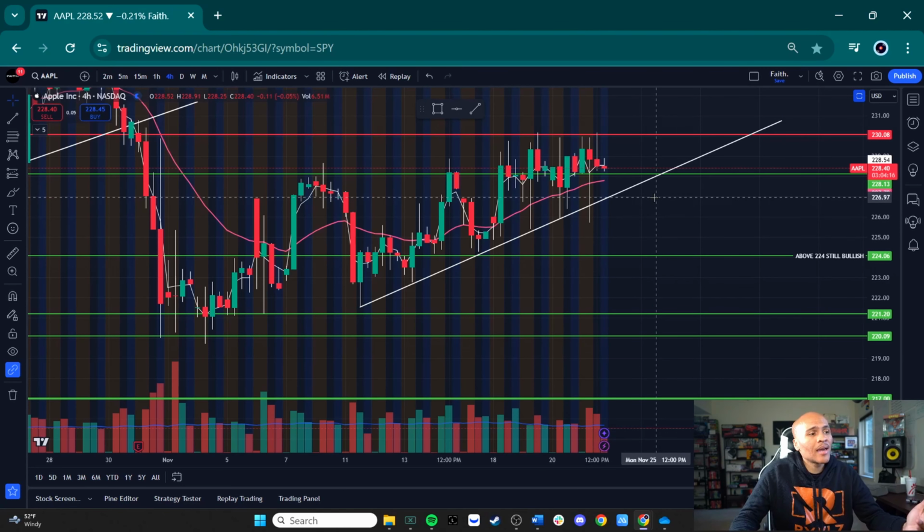Once that trend line has been broken, this is how I would play it. I would wait for a break and retest. That's a high probability setup, right? A lot of people play break and retest setups. The thing I don't like about break and retest setups is typically your average trader will wait for the very first break of a key level to the upside and go long.